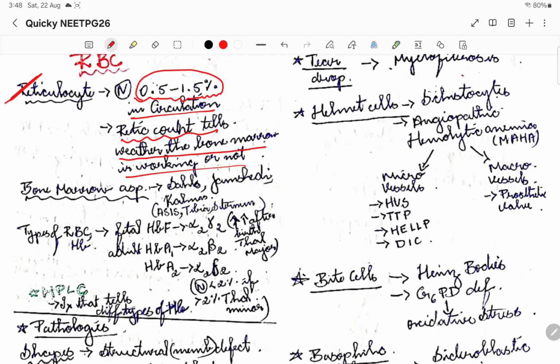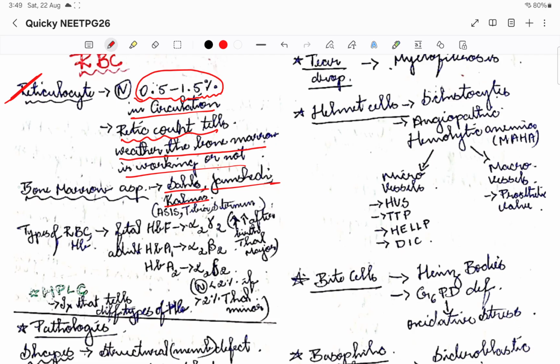Then coming to bone marrow aspiration. Bone marrow aspiration is what we do for all the suspected leukemias, right? The methods are Salah's method, Jamshidi's method, and Klima's method. These are the instruments that we use. Please know to differentiate between these instruments. You can go through Google, type all these names, and you will get the instruments.